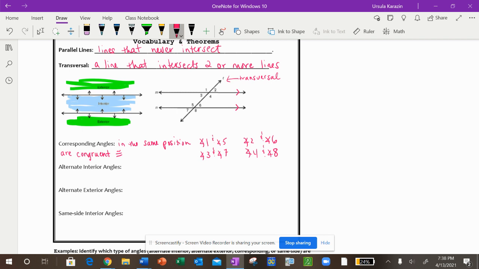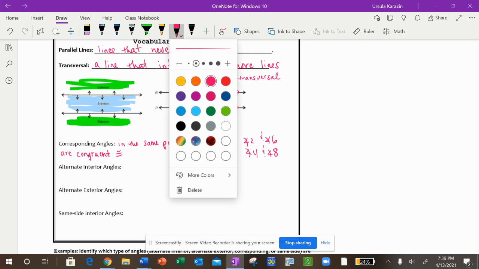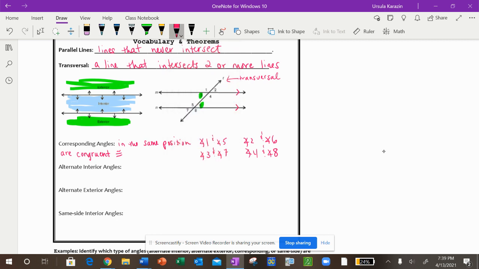The next are alternate, and this is why I was going over that idea a minute ago. That would mean opposite sides of the transversal. Interior, so that means in between the parallel lines. So we're looking for angles that are between the parallel lines and on opposite sides of the transversal. So 3, that's an angle on the inside. It's to the left of the transversal. 6 is to the right of the transversal on the inside. So they are alternate interior.